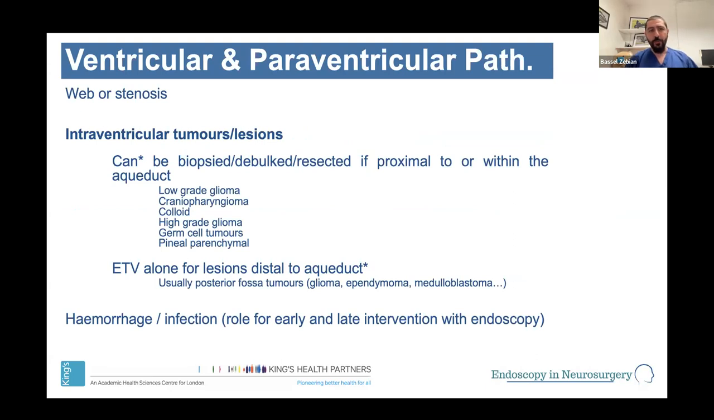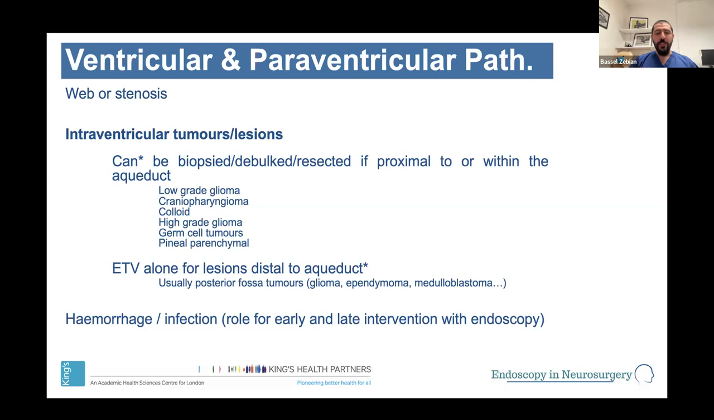So the most common reason to do an ETV is a web or a stenosis. We're not going to talk about that because we're talking about lesions here. So really, it's intraventricular tumors or lesions, such as low-grade gliomas, craniopharyngiomas, high-grade gliomas, germ cell tumors, pineal parenchymal tumors. These are the most common. We've all seen cavernomas presented earlier and other weird and wonderful dermoids and epidermoids and so on. Colloids I've put there, but we've already discussed them before. I think I've got one example just to show what it was like for a lesion that didn't look like a colloid, actually.